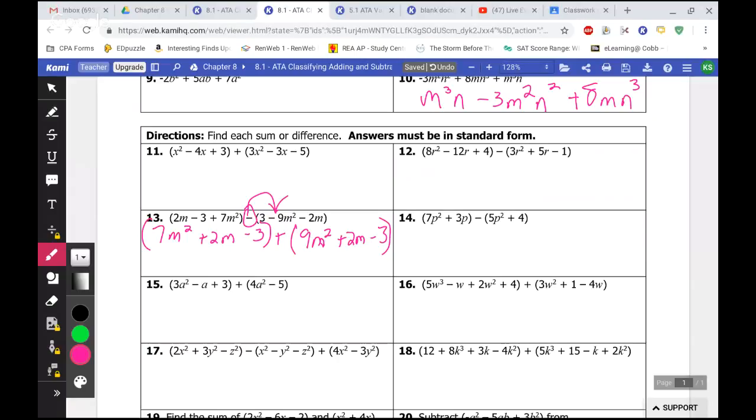So now I've got 7m squared and 9m squared. So that's going to be 16m squared. And then I've got a 2m and a 2m. So that's going to be 4m. Then I've got a minus 3, minus 3. So that's going to be minus 6. And that's my final answer for number 13.